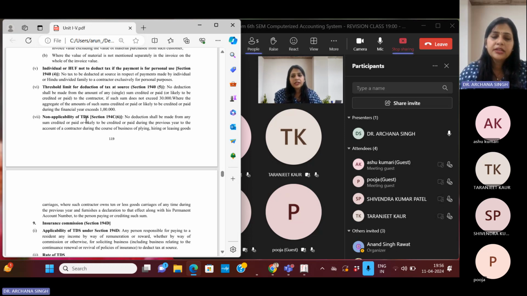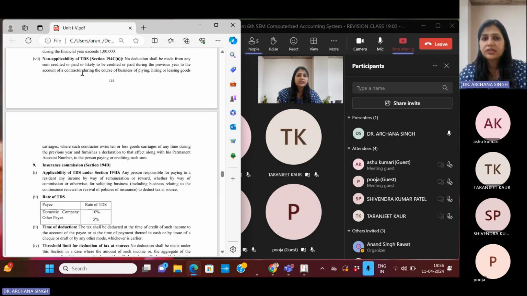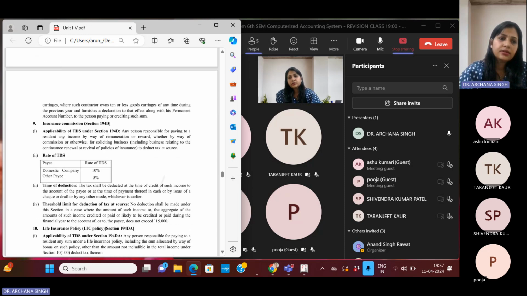Then non-applicability of TDS. Non-applicability of TDS comes under section 194C subsection 6, where it says that no deduction shall be made from any sum credited or paid, or likely to be credited or paid, during the previous year to the account of a contractor during the course of business of plying, hiring or leasing goods carriages, where such contractor owns 10 or fewer goods carriages at any time during the previous year and furnishes a declaration to that effect with his PAN, that is permanent account number, to the person paying or crediting such sum. Okay. Then insurance commission.